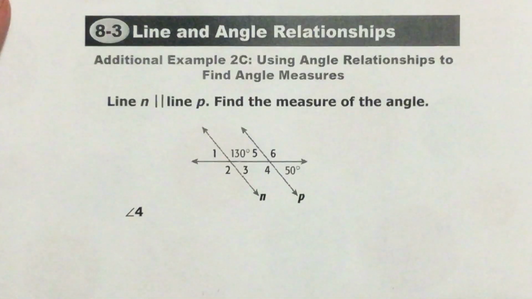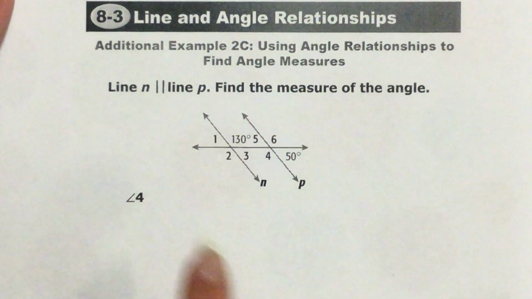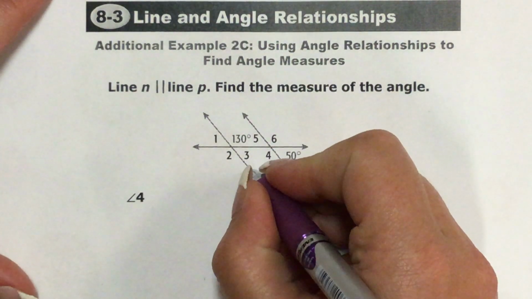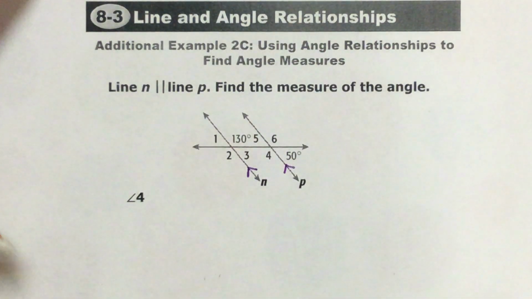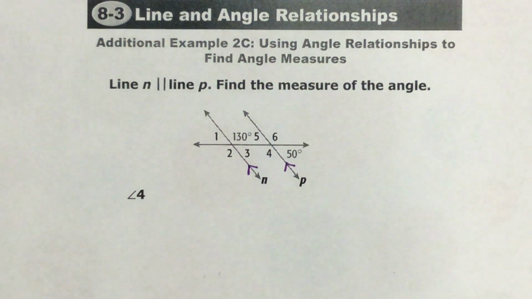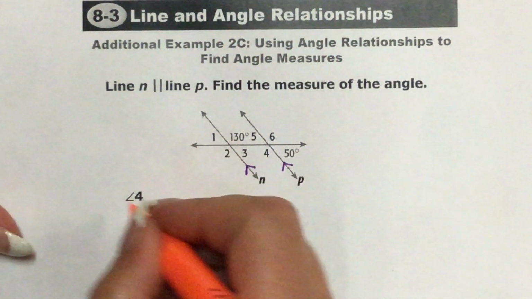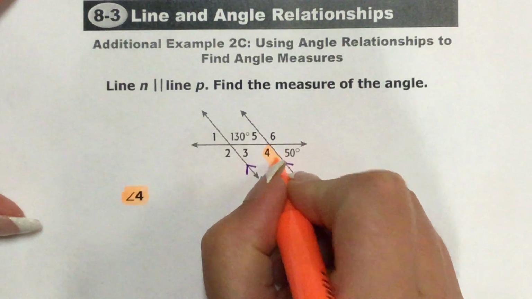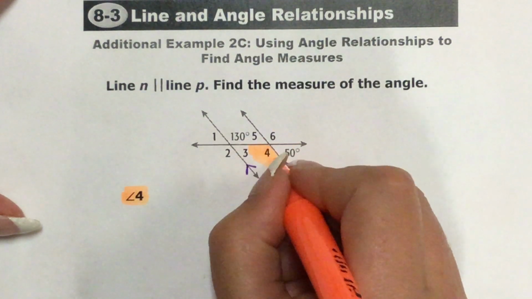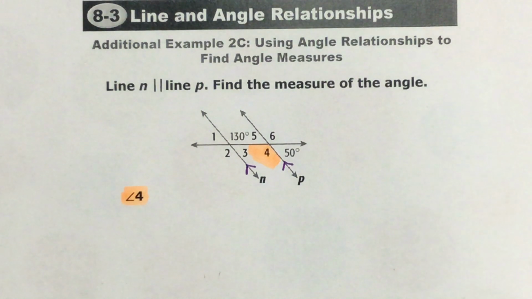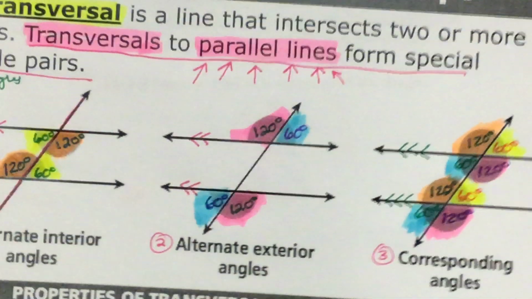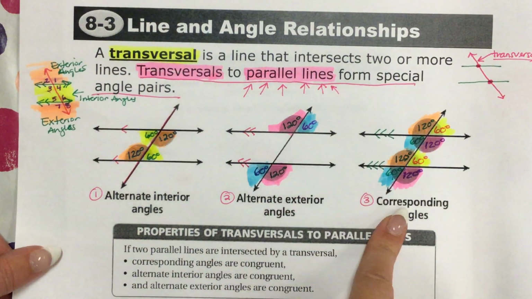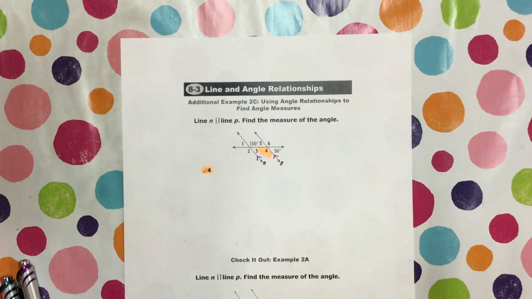Example 2C. Okay, so again, we have line N is parallel to line P. So I'm going to go ahead and make that little parallel mark. Except this time, we're trying to find the measure of angle 4. The measure of angle 4 is right here. Now remember, these lines are parallel, which opens the door to alternate interior angles, alternate exterior angles, and corresponding angles. So let's go back to our problem here.